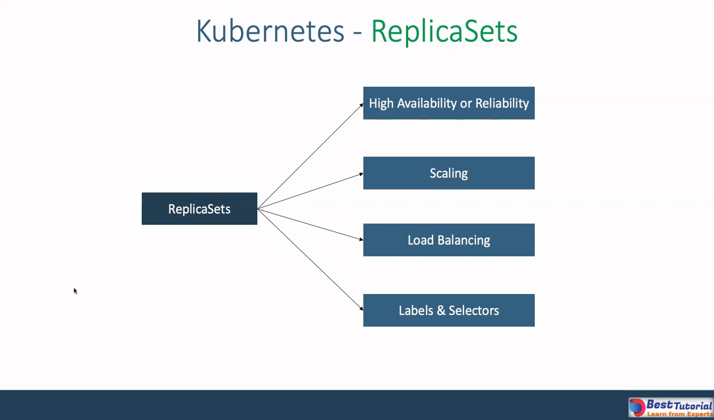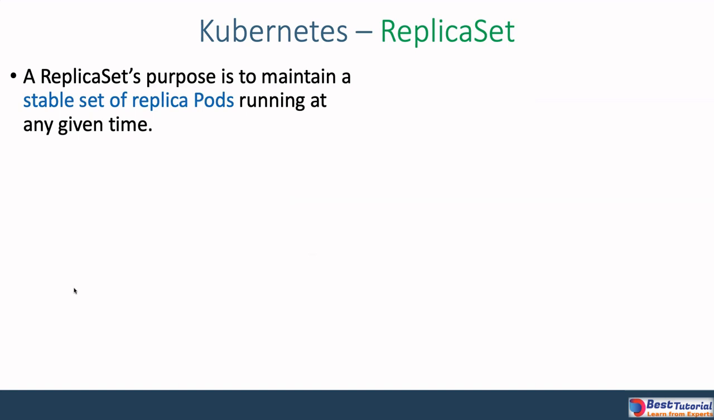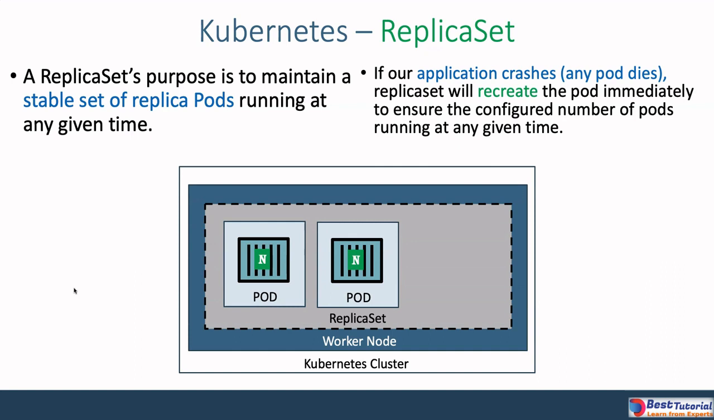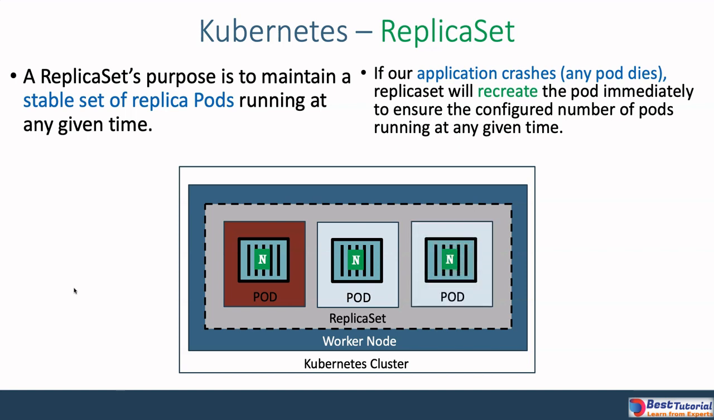Using labels and selectors, we will be able to tie all the replica sets, services, and pods together. With that said, a replica set's purpose is to maintain a stable set of replica pods running at any given point of time. So if our application crashes and any pod dies, for example, if you see here in a worker node, we have 2 pods and one pod died, then the replica set will recreate the pod immediately to ensure the configured number of pods is running at any given point of time.